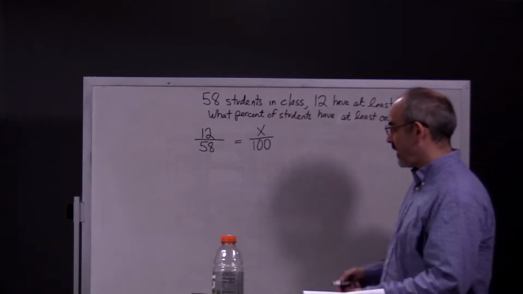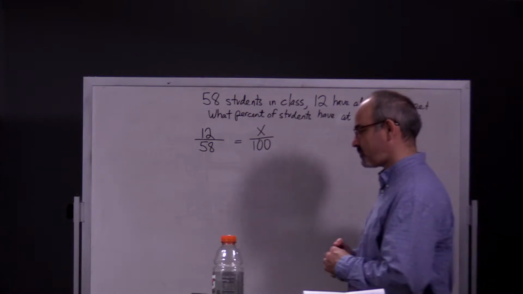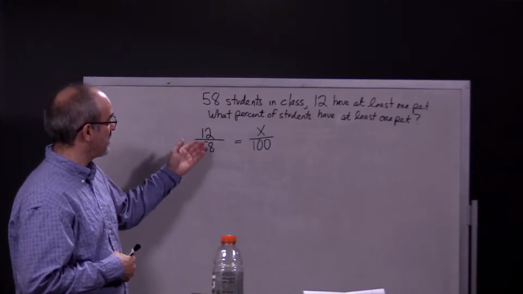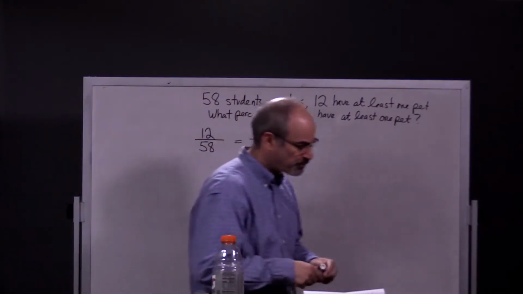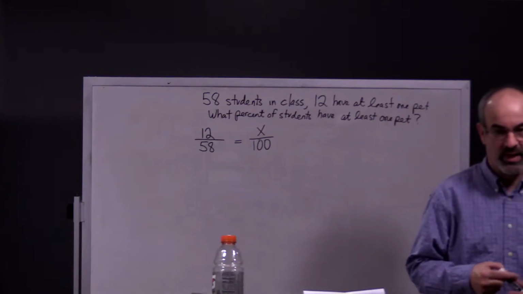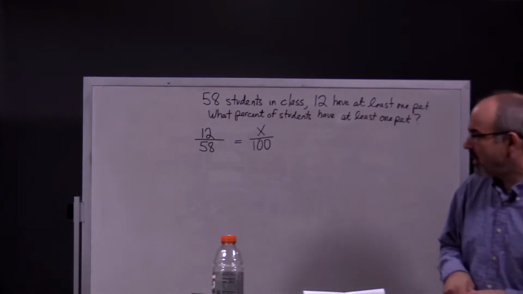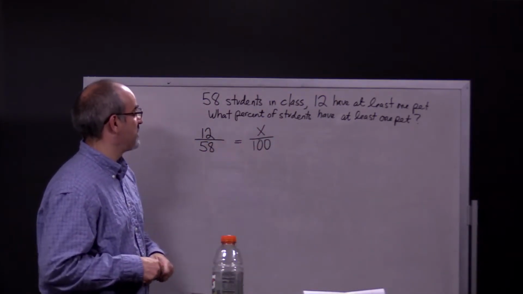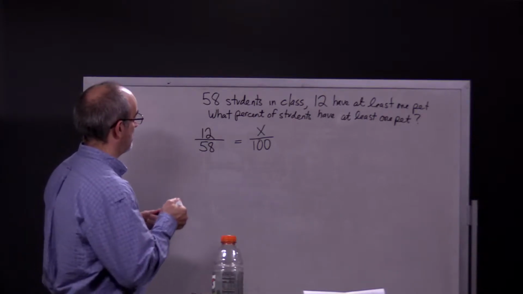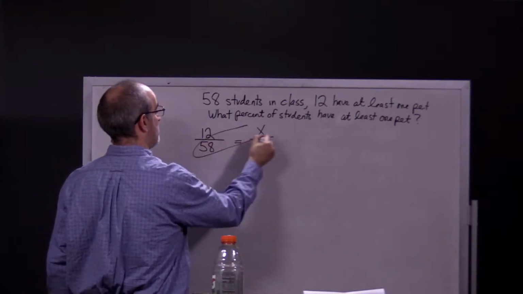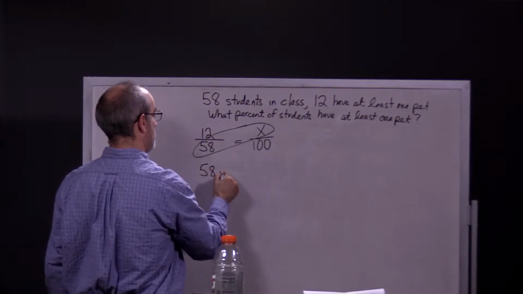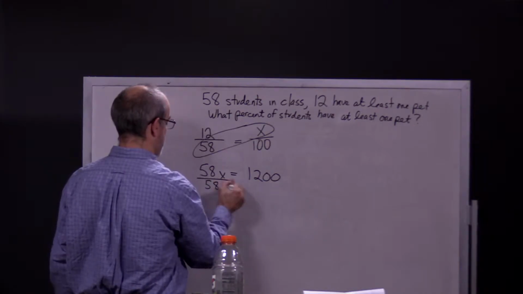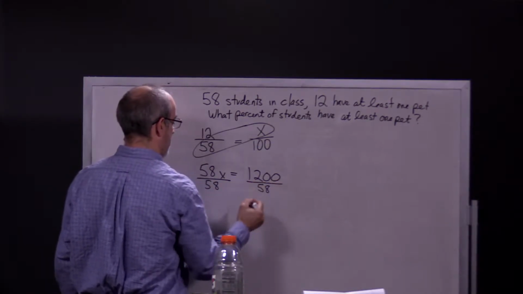Okay, so 12 of my 58 students have pets. Notice that this would simplify. It might be easier to simplify too, just because it'll make the numbers smaller, but I'm not going to. If I had 100 students, how many of them would have pets? Well, you cross multiply. Then we get x by itself by dividing by 58.